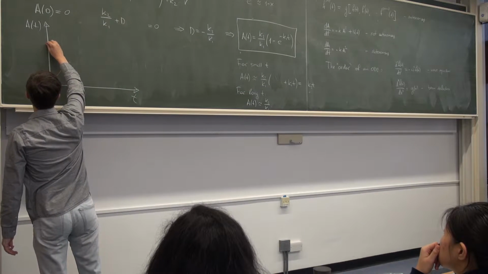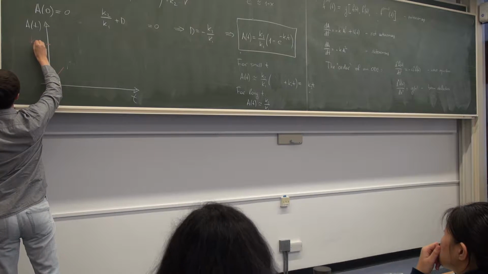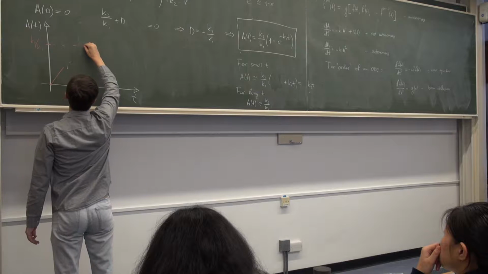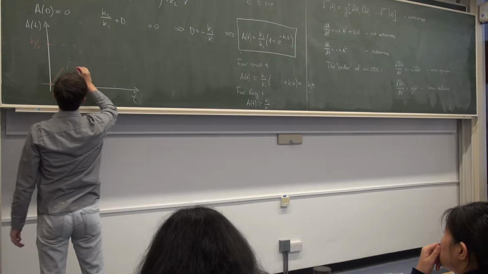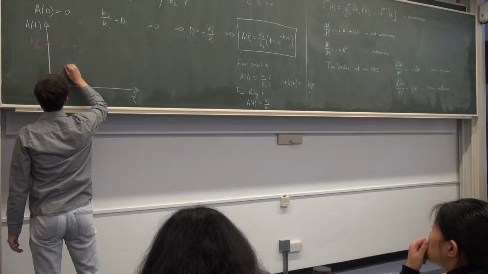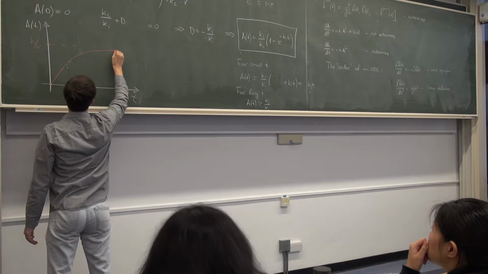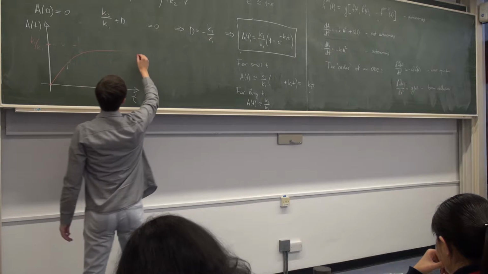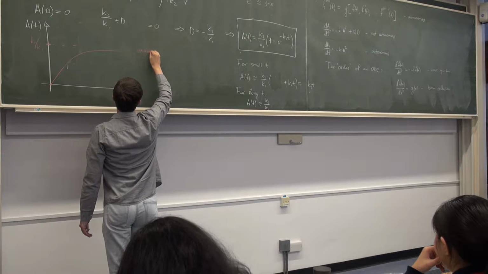So there is a value here, K2 over K1, to which this curve must tend as time goes to infinity. It's called an asymptote.